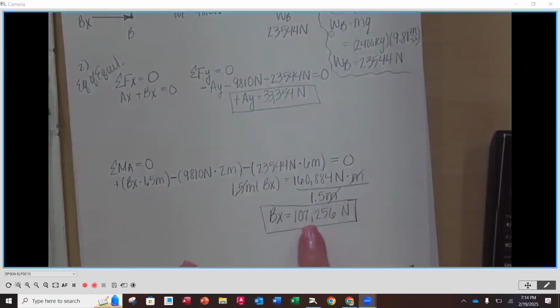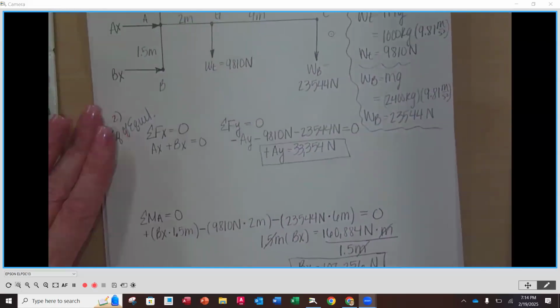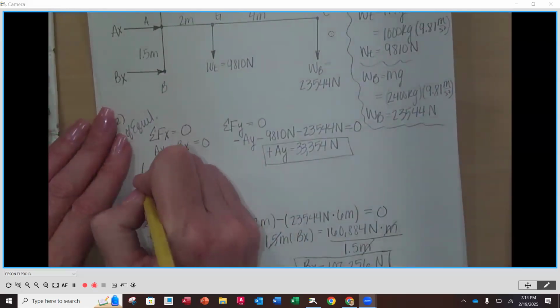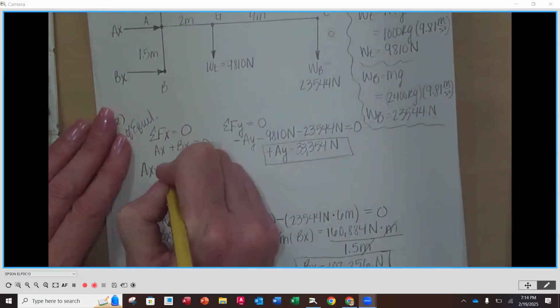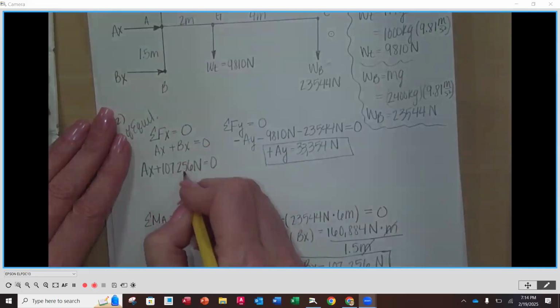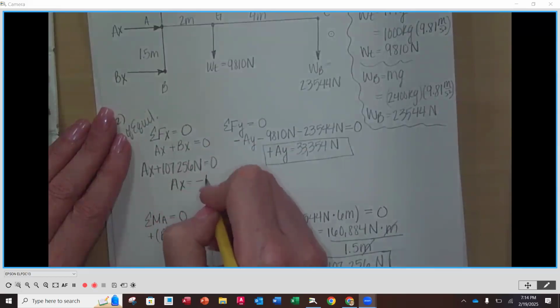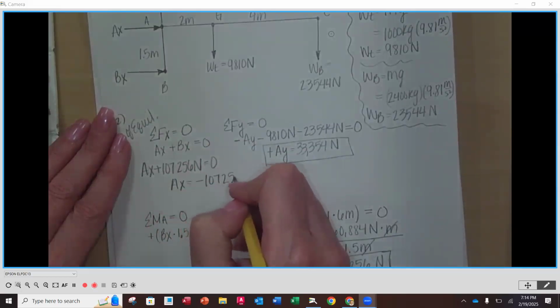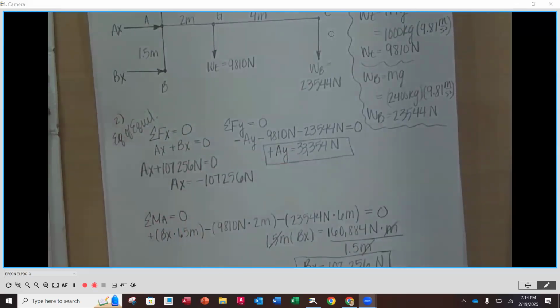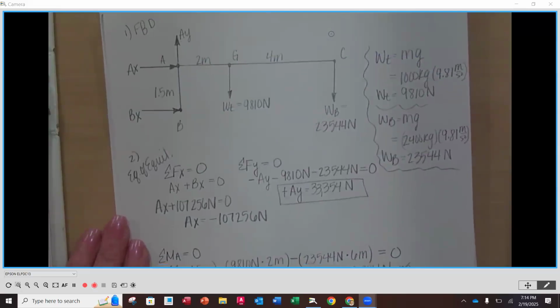So now that we know what BX is, we can plug it back up here into our sum of the forces in the X. So we can say AX plus 107,256 newtons is equal to 0. We're going to move that to the other side. AX is going to be equal to a negative 107,256 newtons. What does that mean to us? Can we leave it?